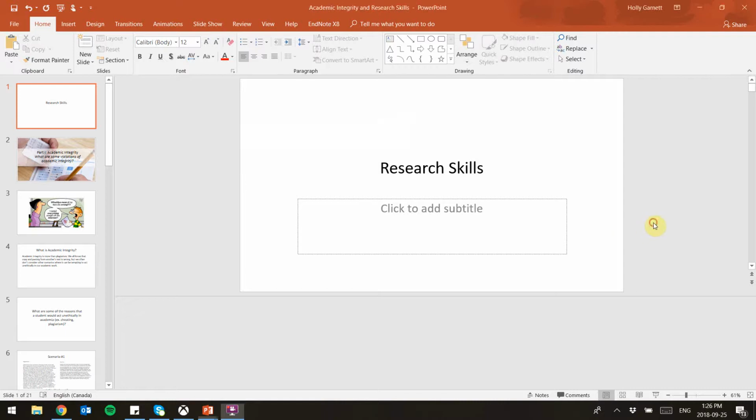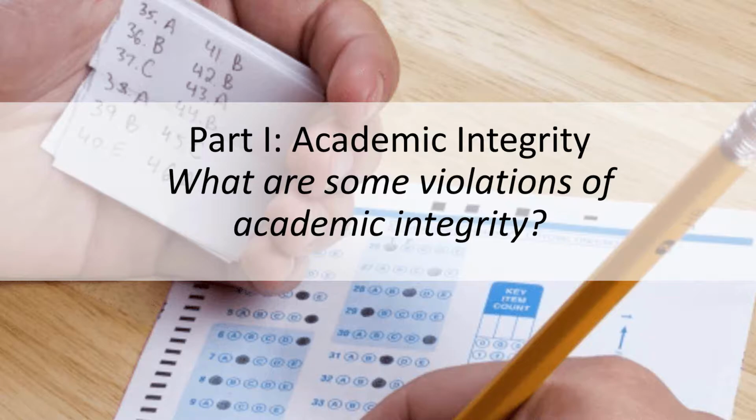I always go through this because you never really know what people are thinking when they think about academic integrity. And we just want to ensure that we're all on the same page. So we can start with some brainstorming. What are some different violations of academic integrity?